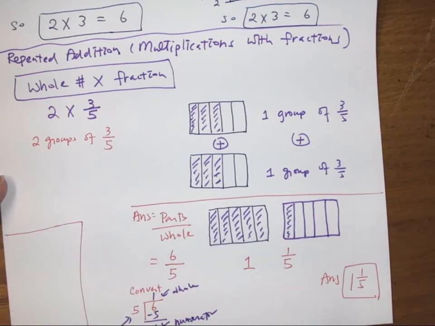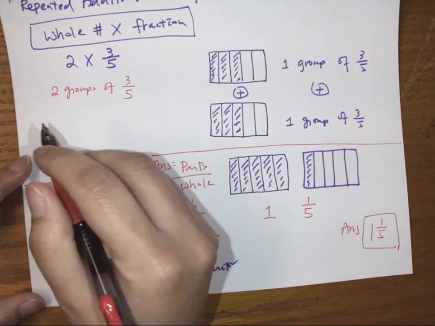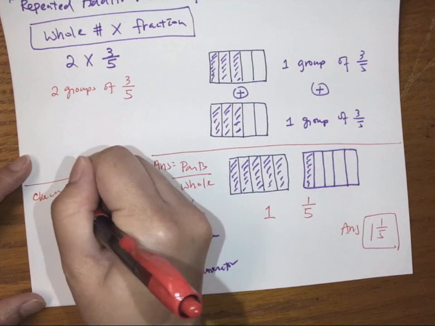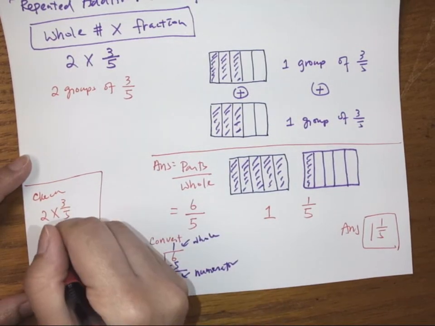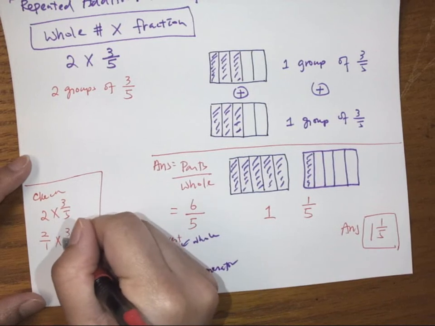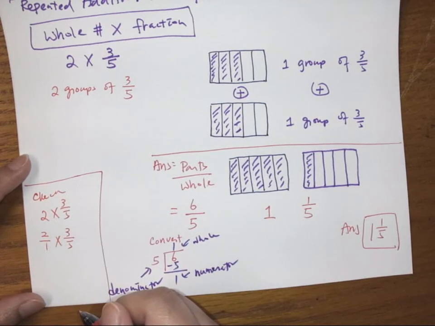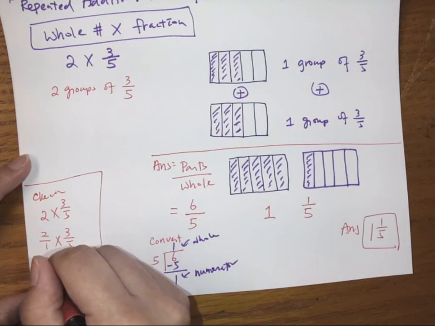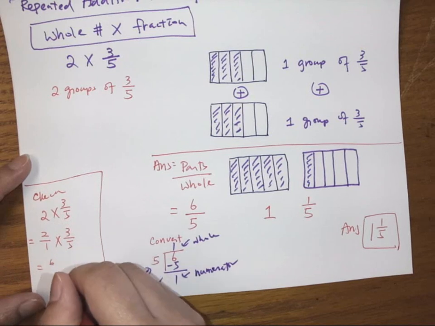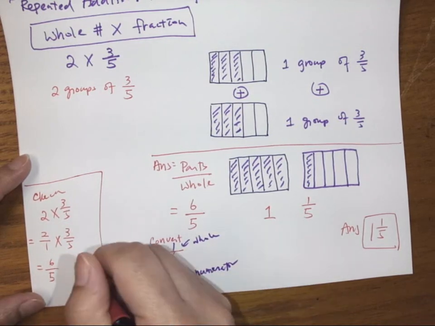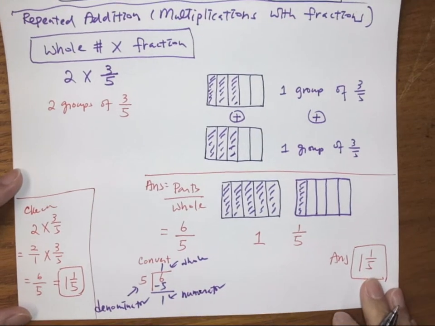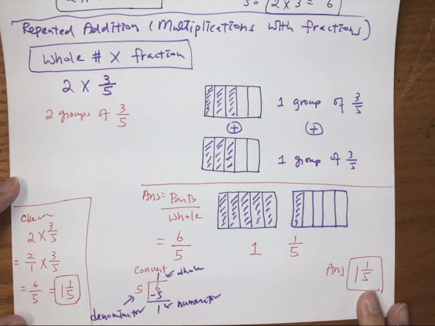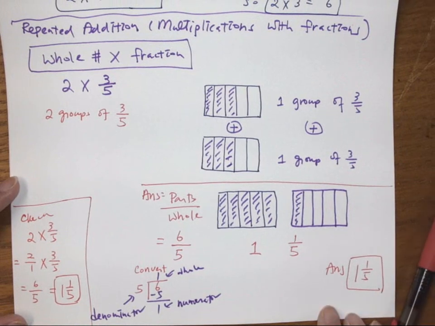So hopefully you know how to multiply fractions by hand. When we check it, we have 2 times 3/5, which is like 2 over 1 times 3 over 5, right? So top times top, bottom times bottom. Top would be 6, 2 times 3. Bottom would be 1 times 5, which is 5. So again, use the same conversion. We have 1 and 1/5. So this is how you will do repeated addition for multiplication with fractions.